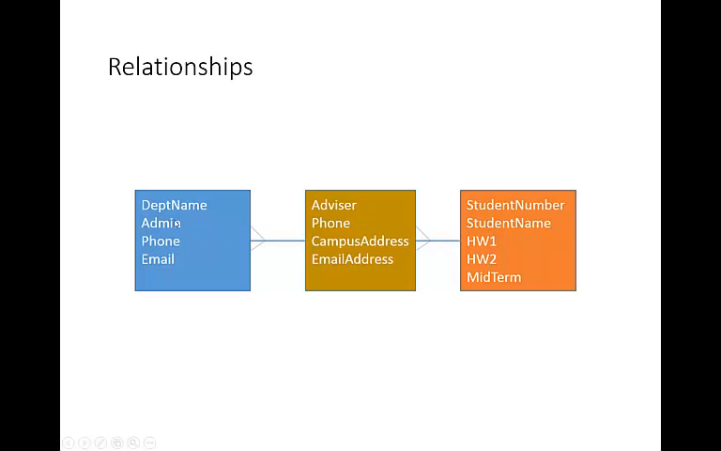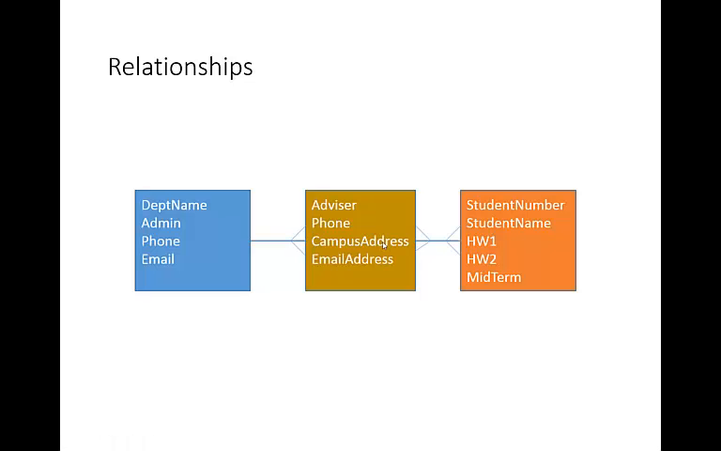Now if I flip that and put those crow's feet on the other side, what this means is that an advisor can have many departments. Well, we already talked about that's not the case. So this would actually be incorrect. An advisor cannot have many departments. So the way this notation is working is incorrect. However, a student can have multiple advisors, particularly if they have multiple majors. So this does work. So really what we want is something like this. A department can have multiple advisors. An advisor can only have 1 department. An advisor can have multiple students, and a student can have multiple advisors.